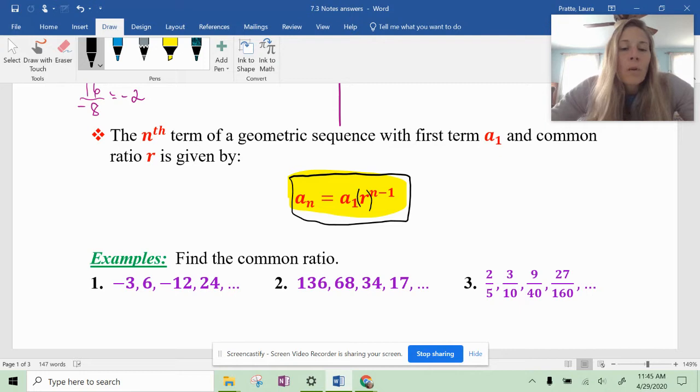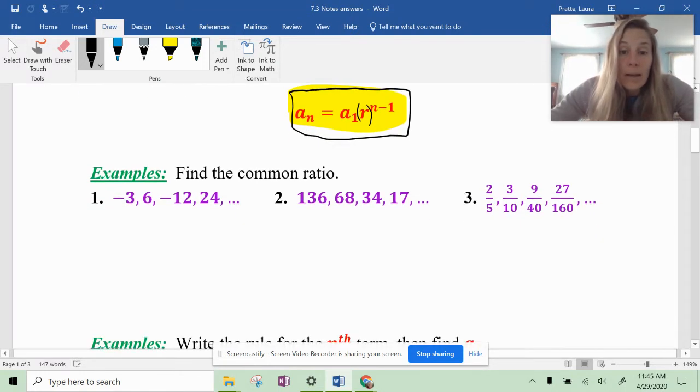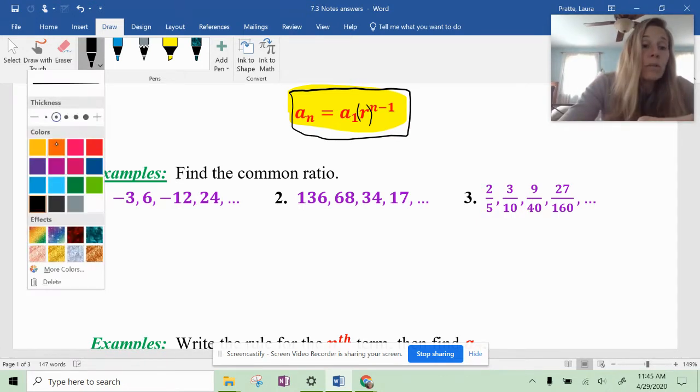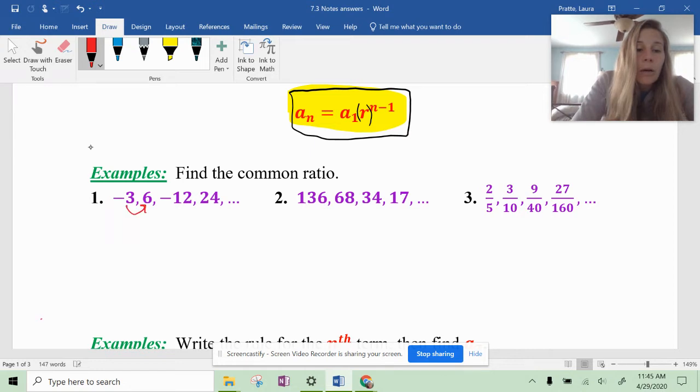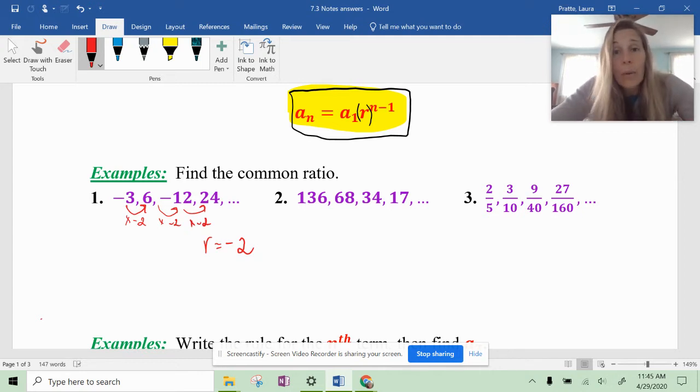Okay, so we're finding the common ratio for numbers 1, 2, and 3 here. When you find the common ratio, you basically have two options. One, you can just glance at it and see if you notice a pattern of something being multiplied each time. So when you look at this, you might say, oh yeah, this is multiplied by -2, multiplied by -2, multiplied by -2. So we know the r value is -2. You can just do it that way if it jumps out at you, if you recognize that pattern.